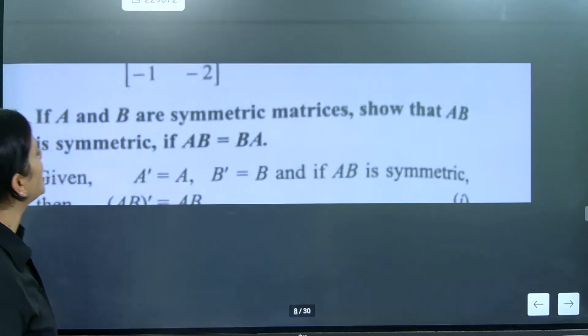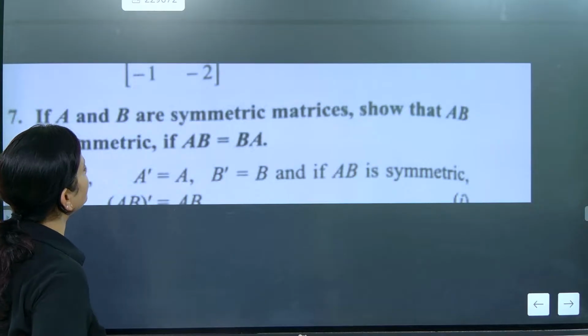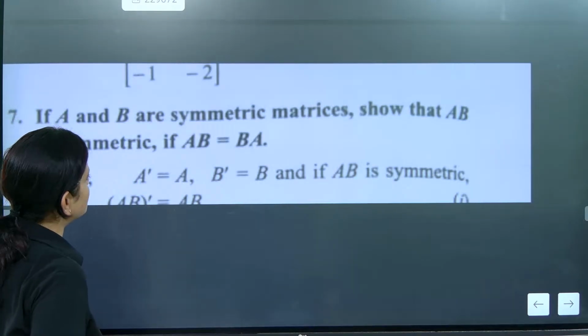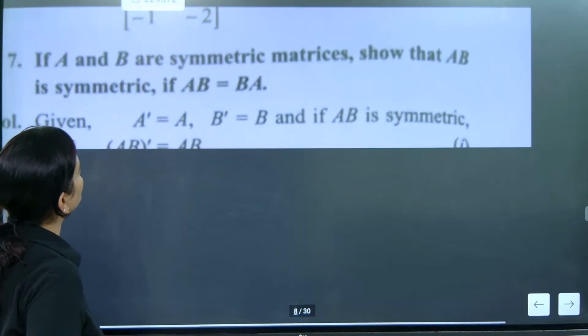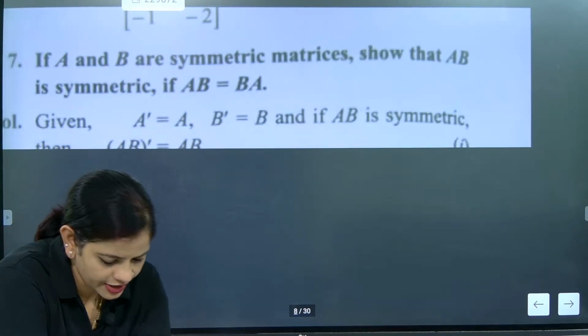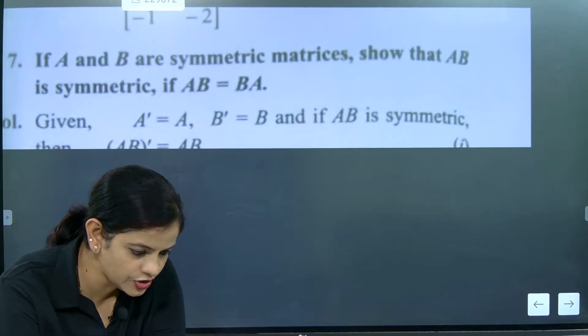A and B are symmetric matrices. Show that AB is symmetric if AB is equal to BA. This is a solving question. Come on, go for it. One part I have already written there. Come on, go for this question, please.